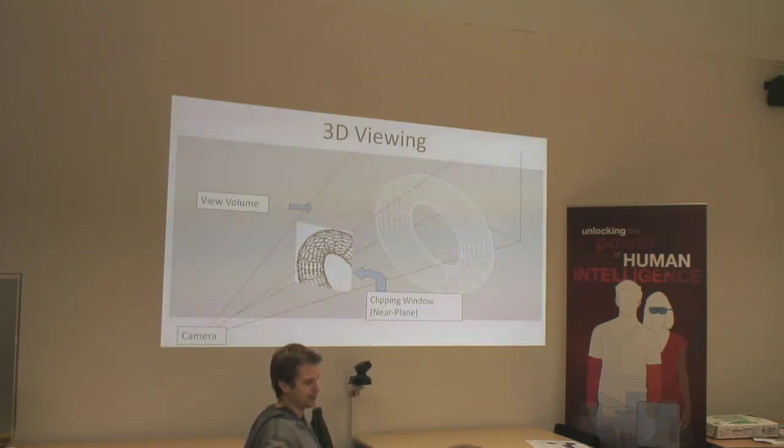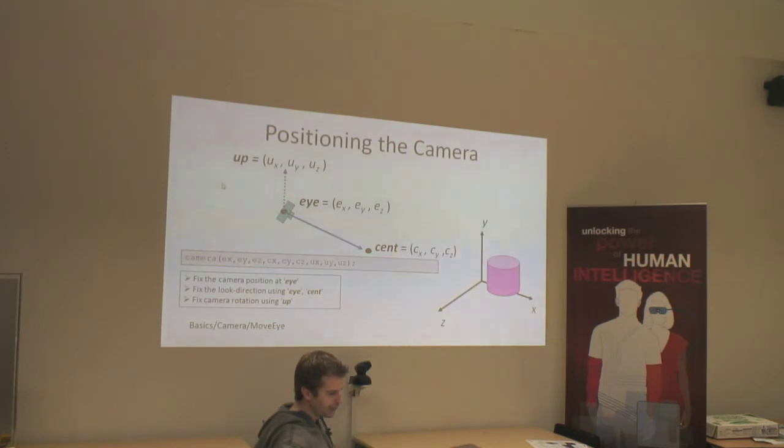Then we have what's known as the clipping plane, which is essentially the two-dimensional plane that we draw all our graphics on, or when we take a photo, what we are able to capture within that photo. In Processing, we have a function called camera, which allows us to set up the camera. It comes with nine different arguments: the eye position, the look direction, and the camera rotation.